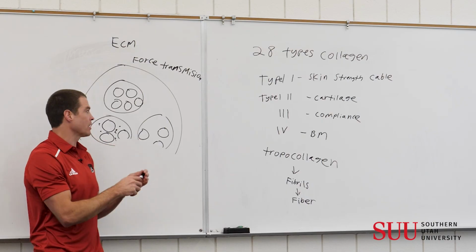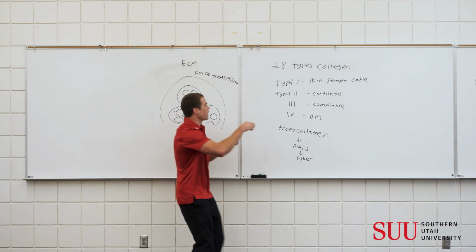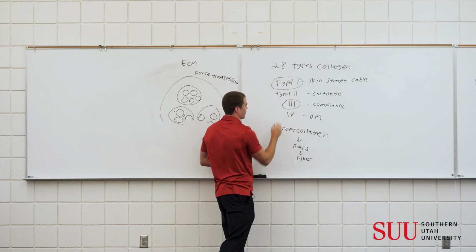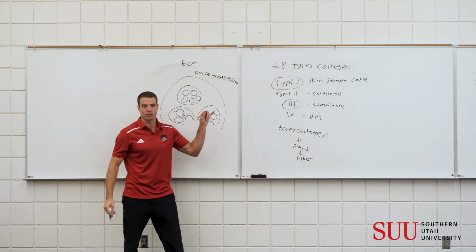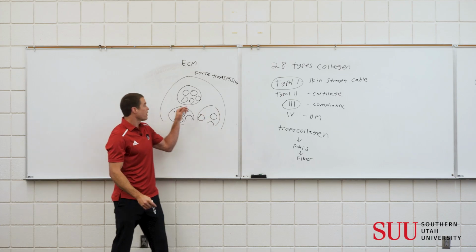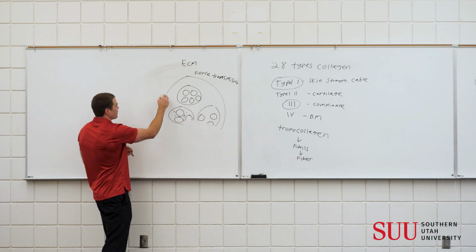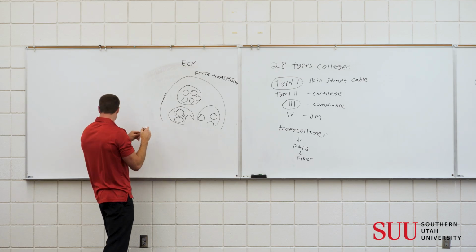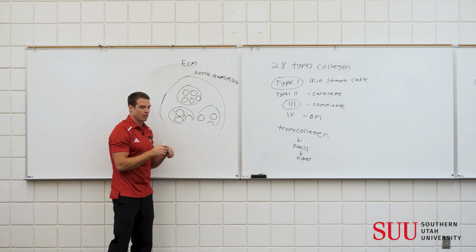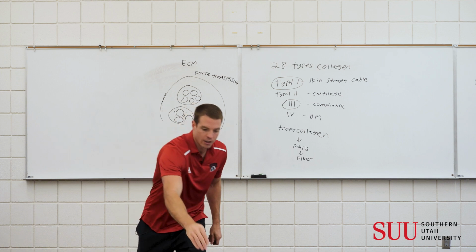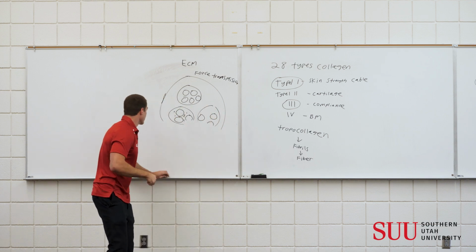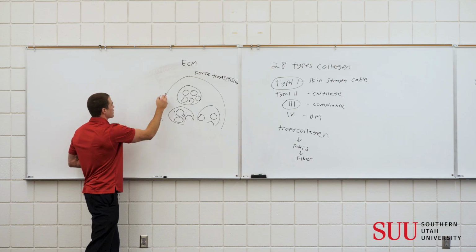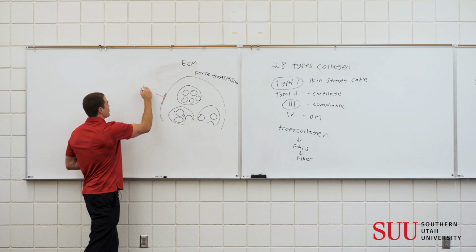And that primarily comprises your type 1 collagen and your type 3 collagen. Those are going to be really important to keep in mind. Now, the layer around here, in fact, I can use a different marker. The layer around this right here is going to be called your epimysium.